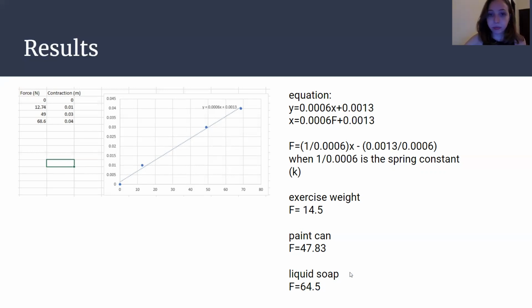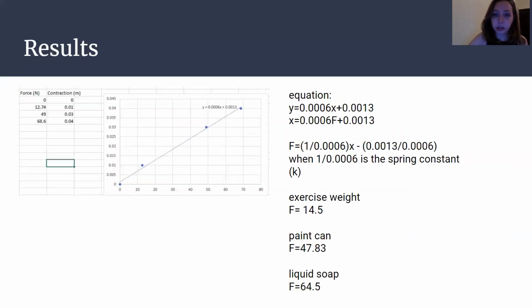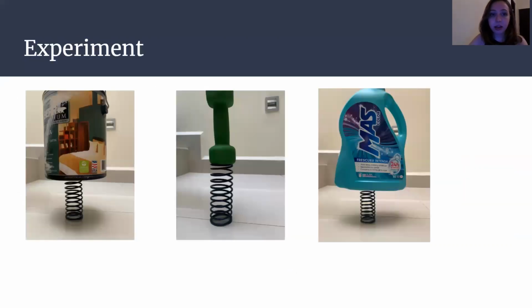64.5. So in conclusion, we can see that if the object is heavier or has more mass, the spring will contract more. Like you can see here, this is the heaviest object, so the spring contracts a lot. This is the second heaviest, and this is the last, the lightest.